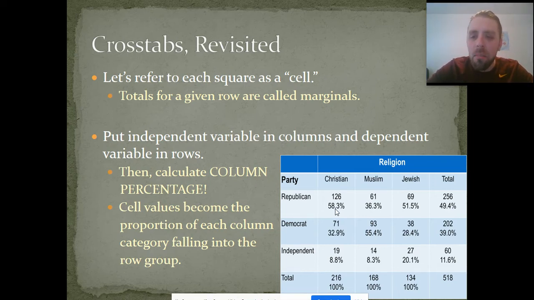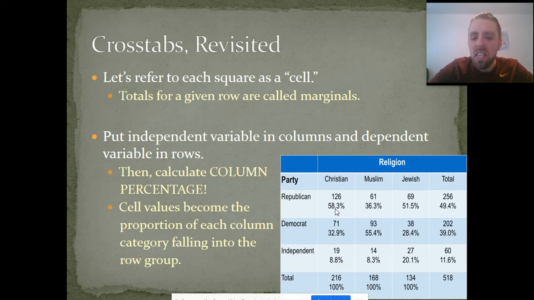And because I'm operating with a column percentage here, notice how the columns sum to 100%. That's key here. You have to set this up in such a way that everything sums to 100% in the columns. So 58.3% of Christians are Republican. I'll repeat that to make sure we're all on the same page. 58.3% of Christians are Republican. That's 126 of the 216.